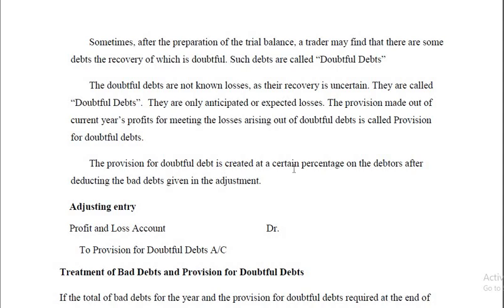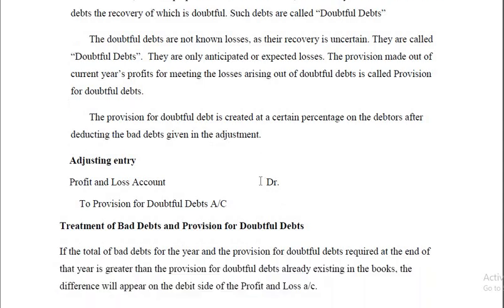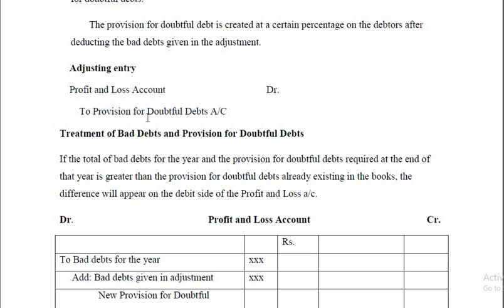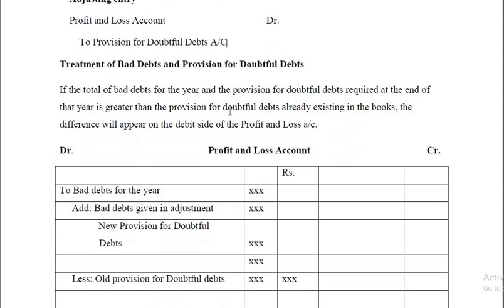So provision for doubtful debt is created at a certain percentage on the debtors after deducting bad debts given in the adjustments. That means from the sundry debtors, deduct bad debts given in the adjustment, not given in the trial balance. Bad debts given in the trial balance is already adjusted against sundry debtors, therefore not to deduct it again. So only bad debts given in the adjustment should be deducted from sundry debtors, on the balance, to create provision for doubtful debt at a certain percentage. And the adjusting entry for that is profit and loss account debtor to provision for doubtful debts.